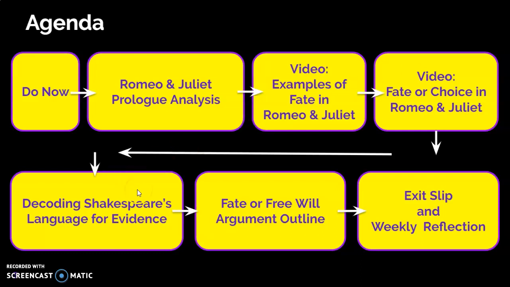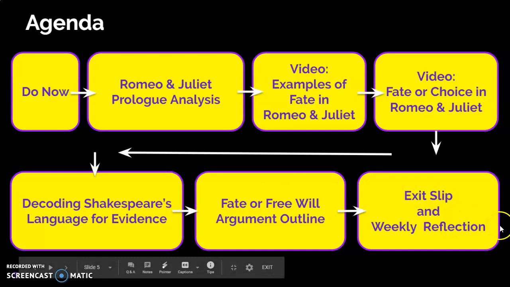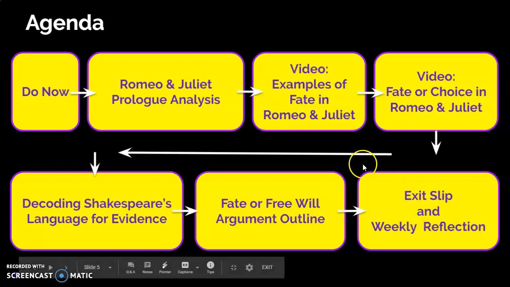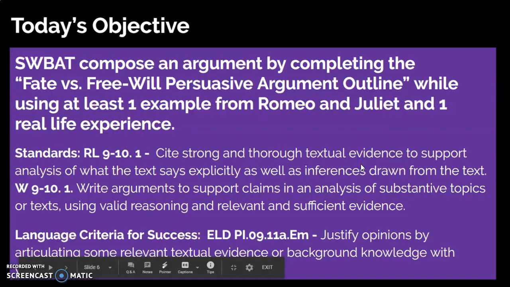We're going to decode Shakespeare's language for more evidence of fate or free will before completing a fate or free will argument outline. And that will conclude the lesson. We'll have an exit slip and a weekly reflection. The weekly reflection is something I haven't talked about yet, but we'll do it at the end of every week where we just reflect on our own learning, okay? But we'll get to that at the end of the lesson. This is our agenda for the day, so let's take a look at our objective.